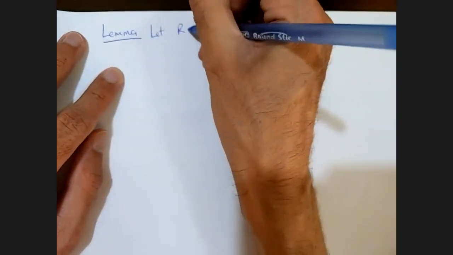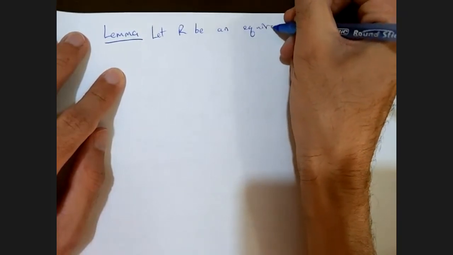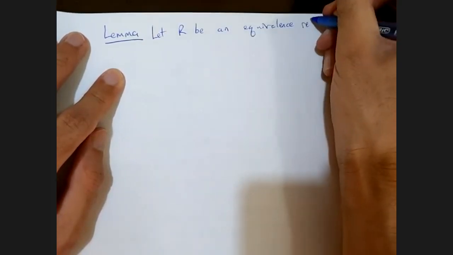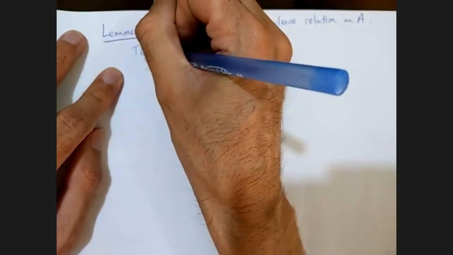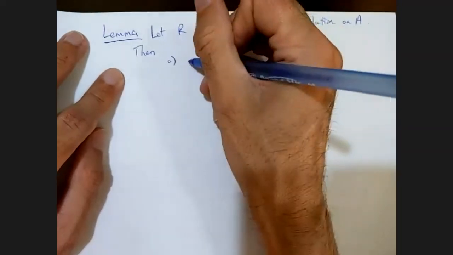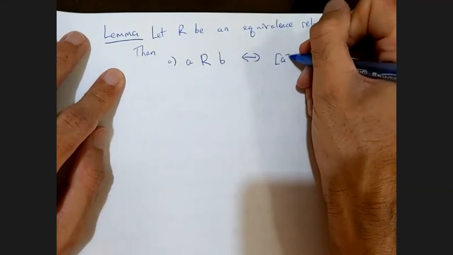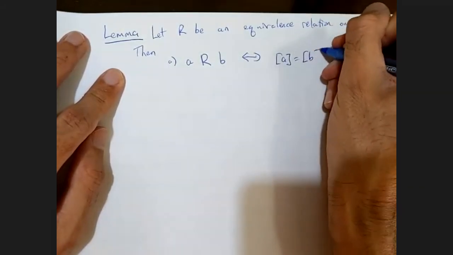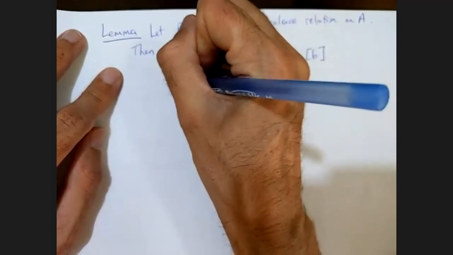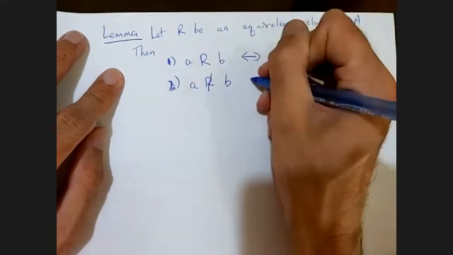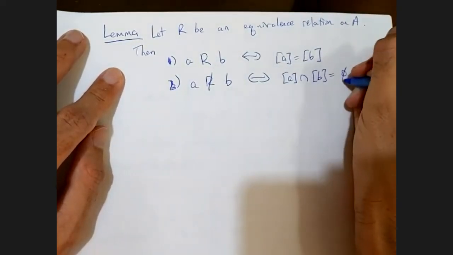So let R be an equivalence relation on A, then one, a is related to b if and only if the equivalence classes are the same. Well, I guess I should put 1 and 2. Two, a is not related to b if and only if the equivalence classes are not just different, but actually disjoint. So their intersection is the empty set.